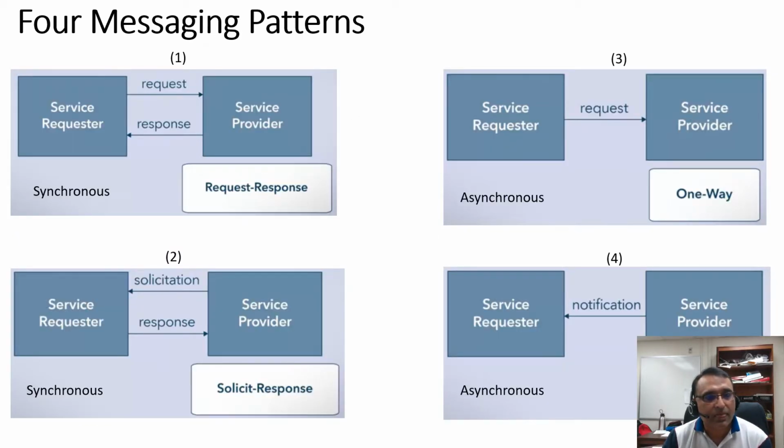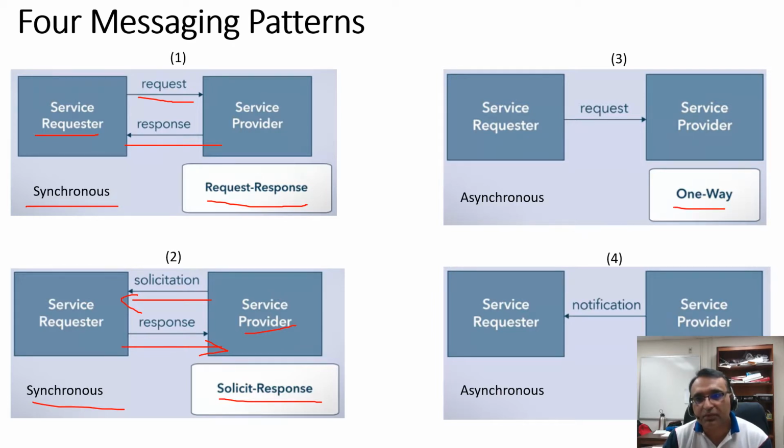Message patterns. When you use a web service, there are certain patterns, like the request-response pattern. Okay, this is synchronous communication. It means the service requester will send a request first and the server will respond later. Next one is solicit-response. This is the opposite. The service provider will send a solicit kind of request and then the requester will send the response. This is synchronous as well.